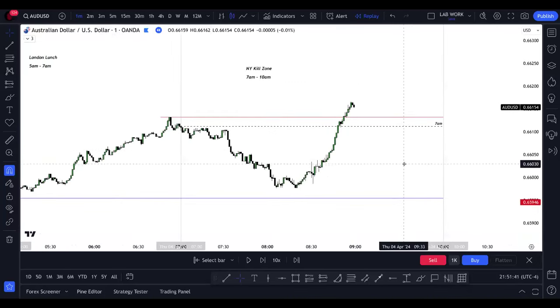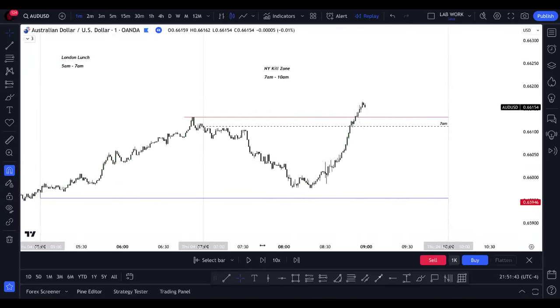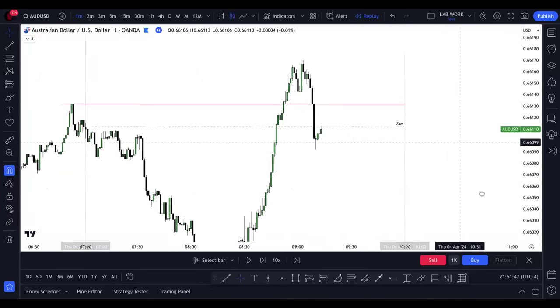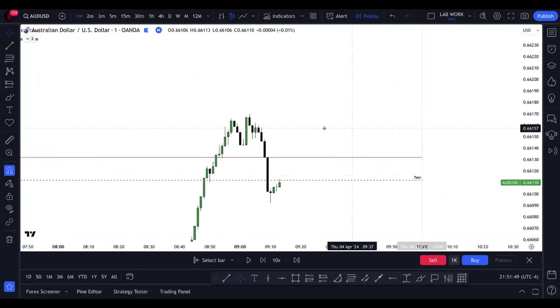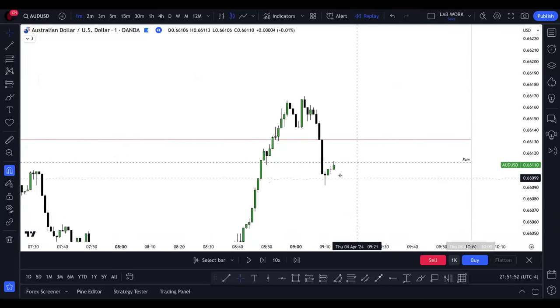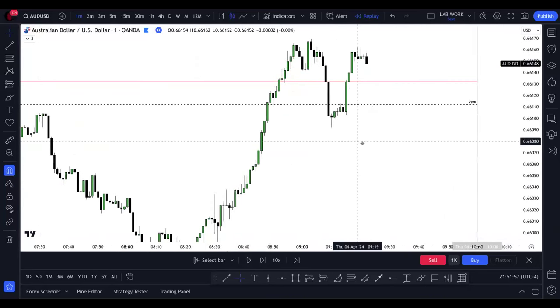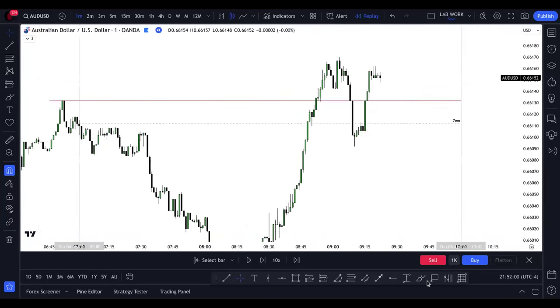I want to continue in flow. 7 a.m.'s opening price. We're still looking for a shorting opportunity that forms above 7 a.m. Do we have anything like that? No, not yet. Let's keep playing. Price comes back up again. Look at that little blip in time. Look at this little blip right here.